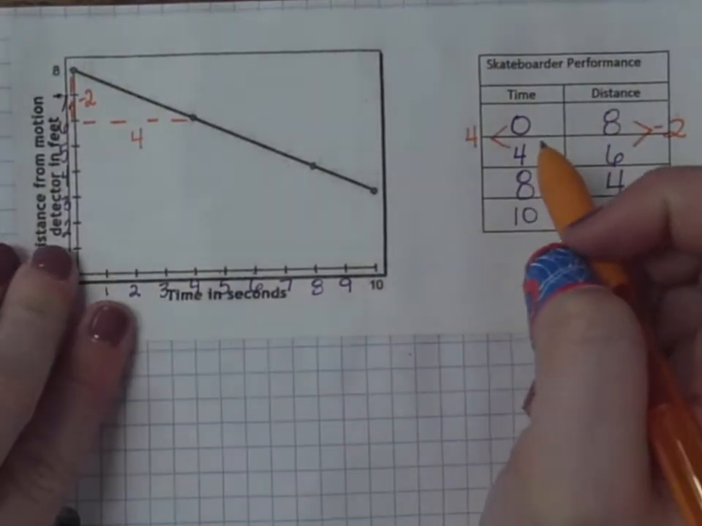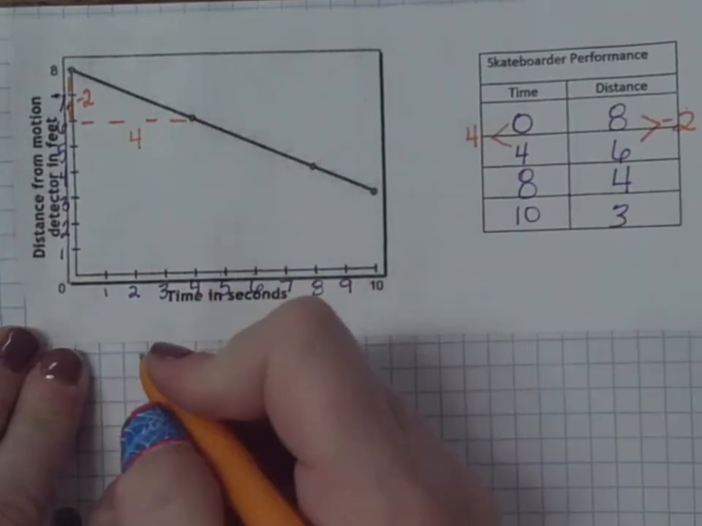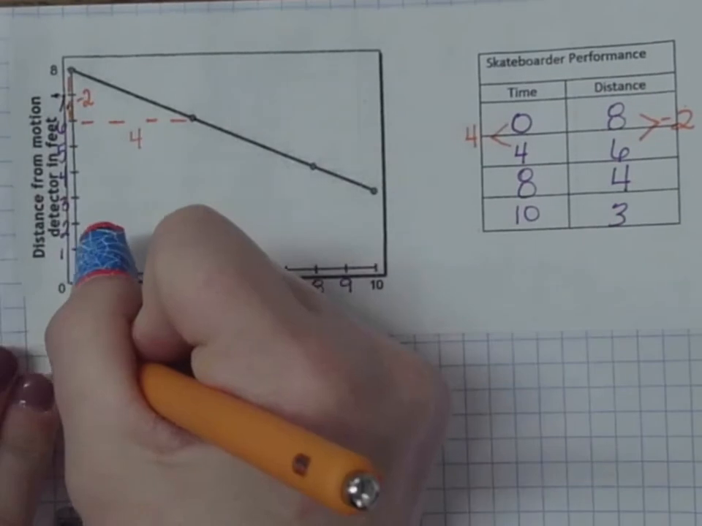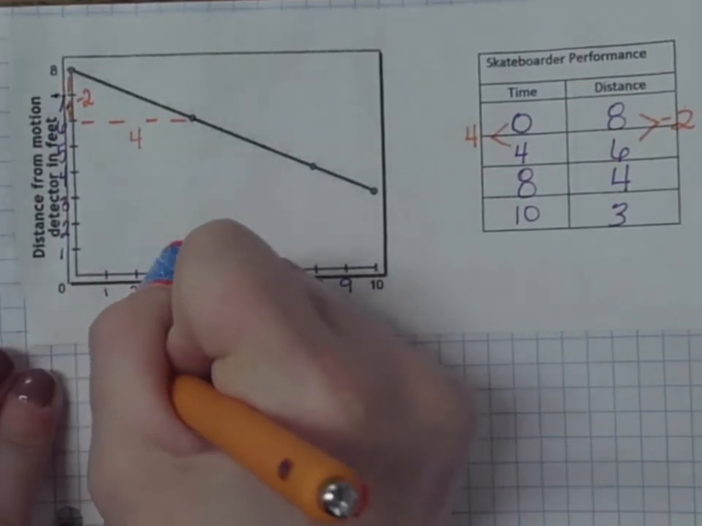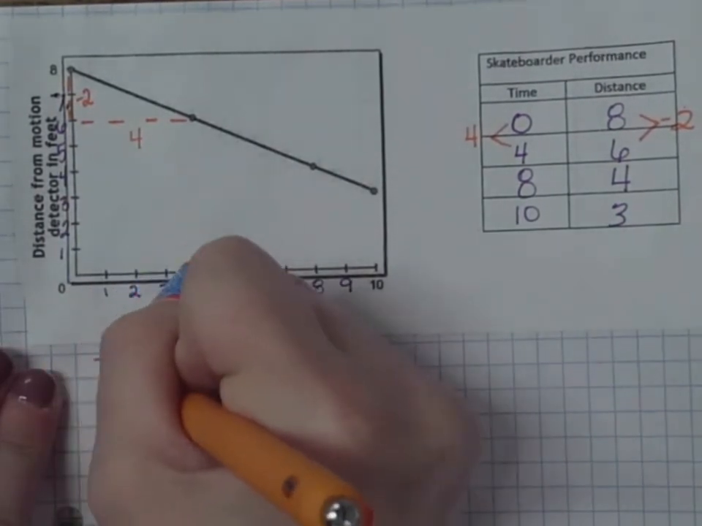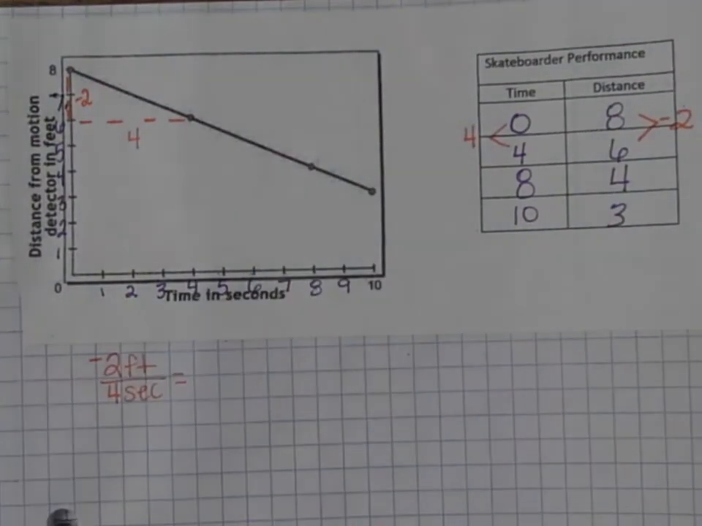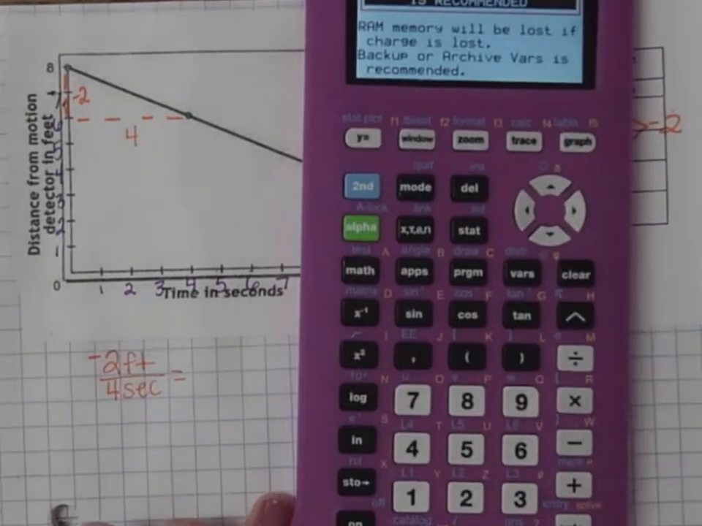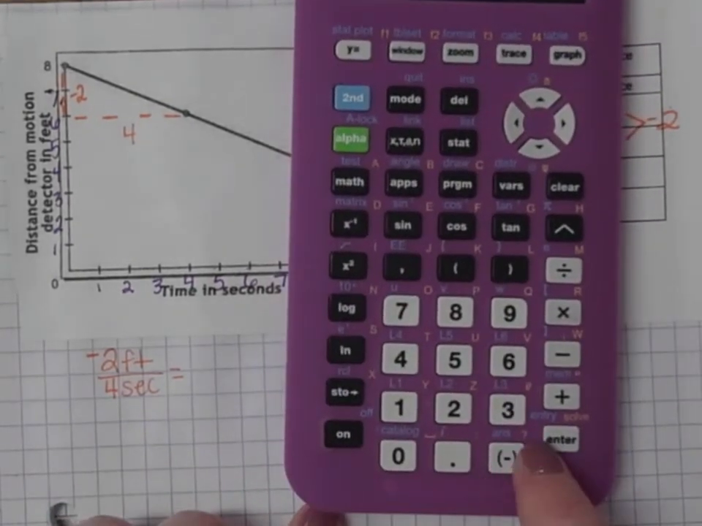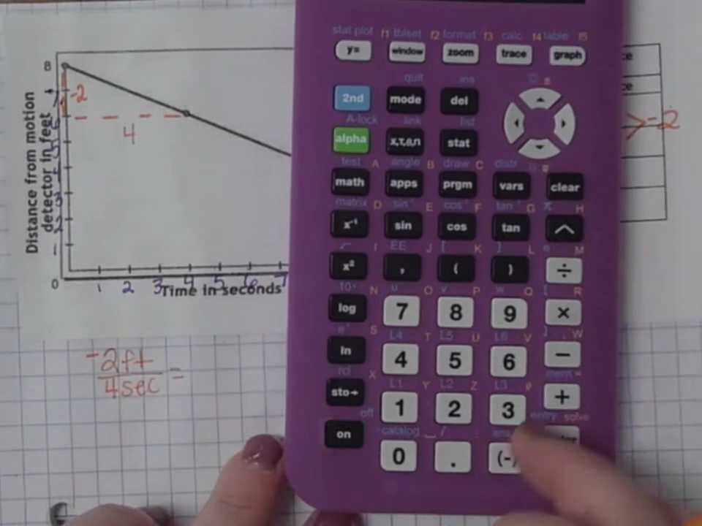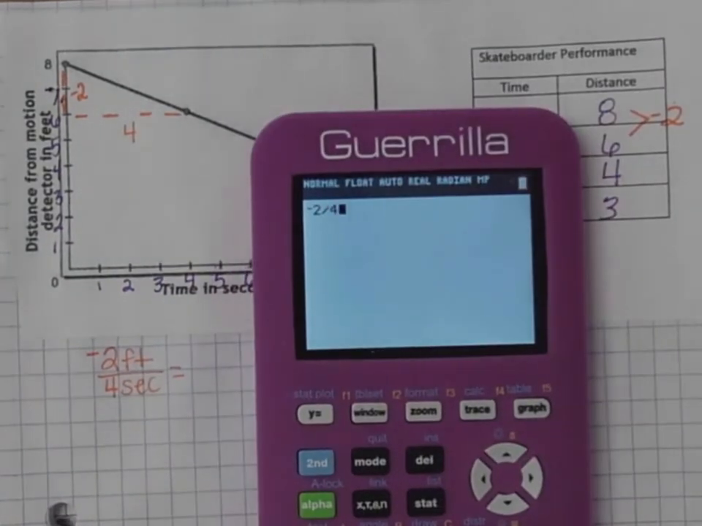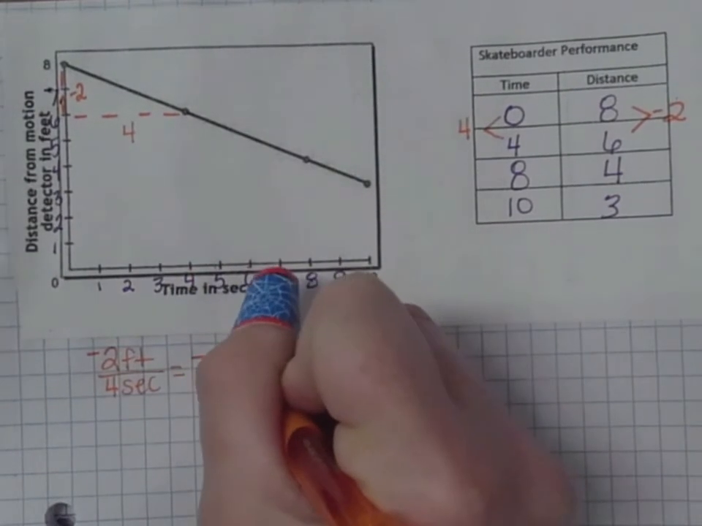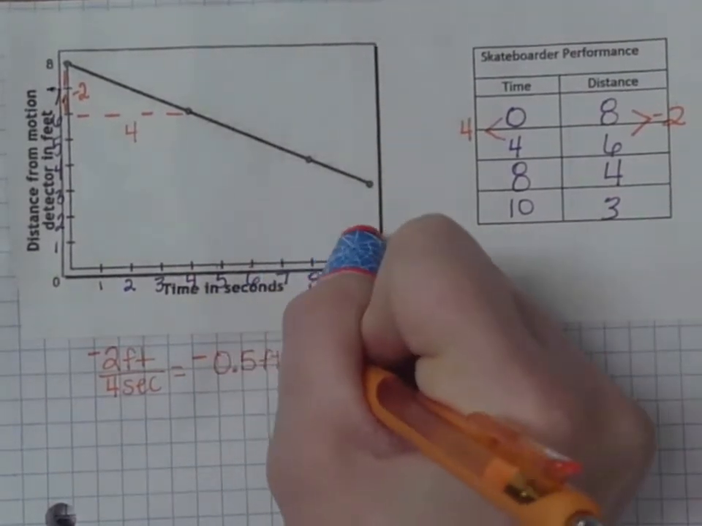Okay, so remember from your vocabulary word how you need to set that up. So you would do rise, because we're doing feet per second. So it'd be -2 feet over 4 seconds. And again, you want to type that in. So I'm going to do -2. Notice the negative is right down here. So negative 2 divided by 4 is -0.5, -0.5 feet per second.